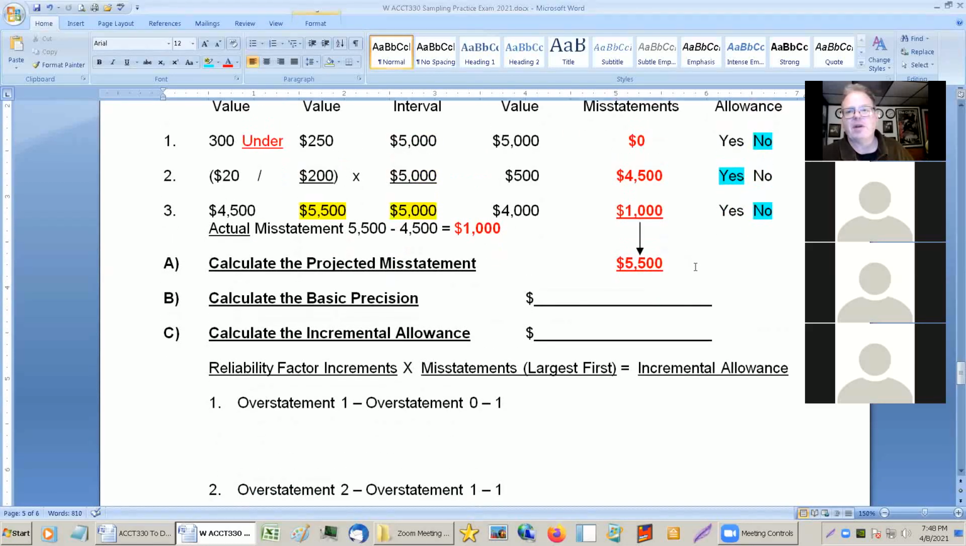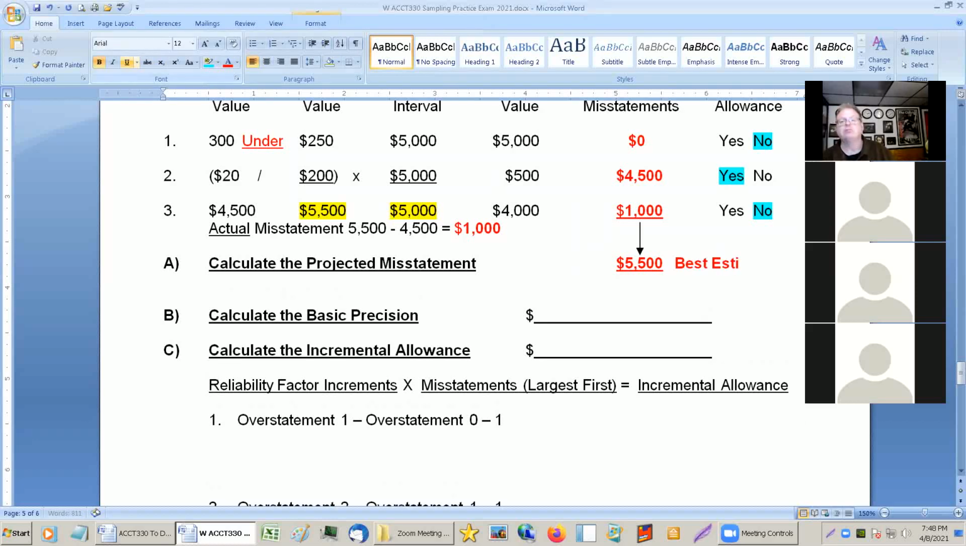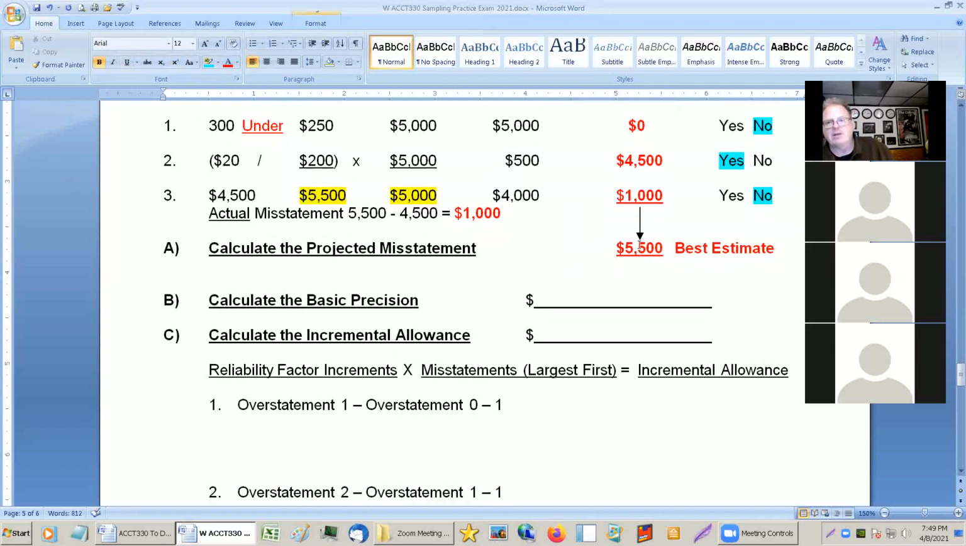So this is our best estimate as far as what the books are off by. Our best estimate is that these are off by 5,500. However, again, this is a sample. Because it's a sample, it might be off by more.